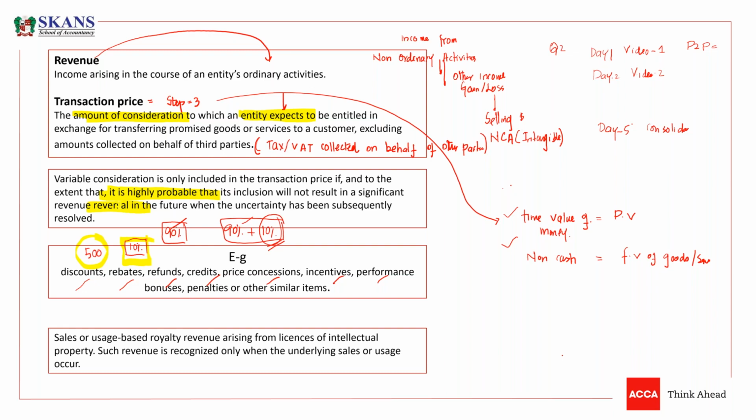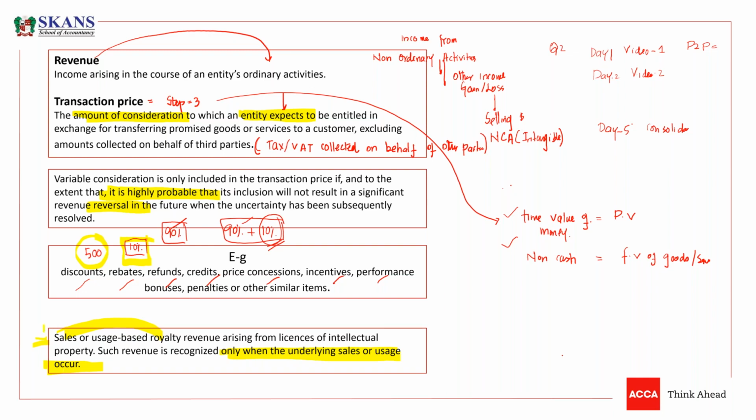The most important line here is these last lines. Sales or usage-based royalty: revenue arising from licenses of intellectual property is recognized only when the underlying sales or usage occur. So this is the conservative approach that they use for royalty income. If you have given a license of your intellectual property to someone, and on the basis of usage and sales you will get some amount, then you have to book revenue only when that sales or usage has occurred.